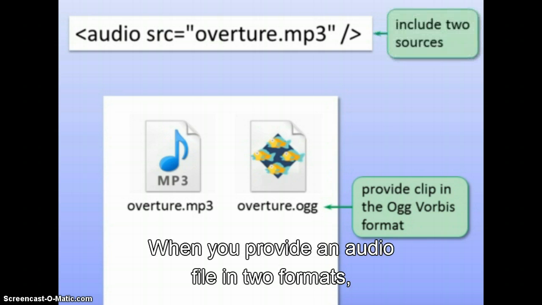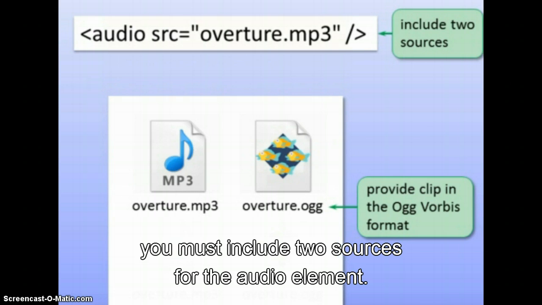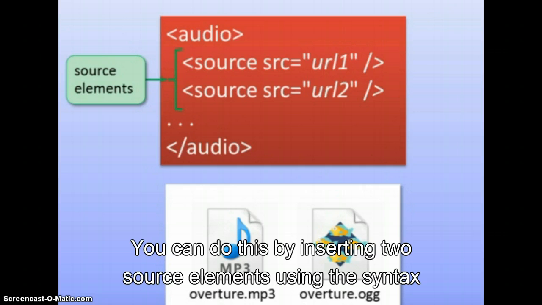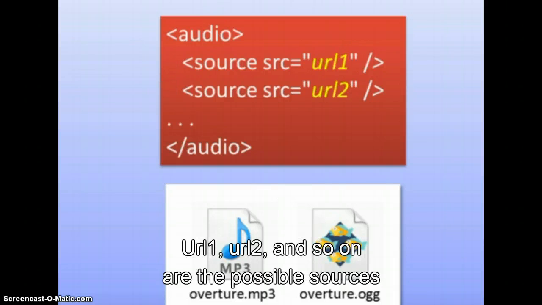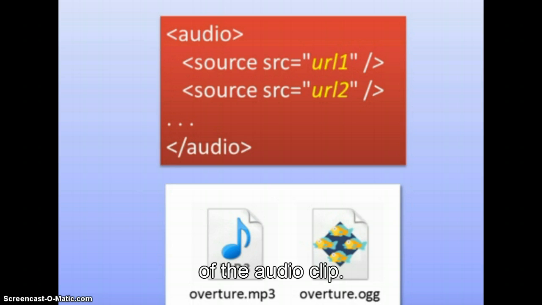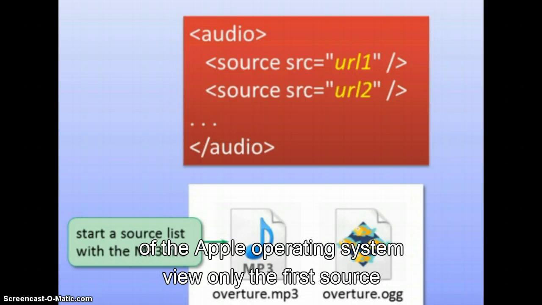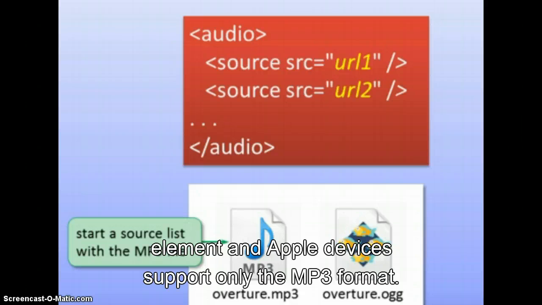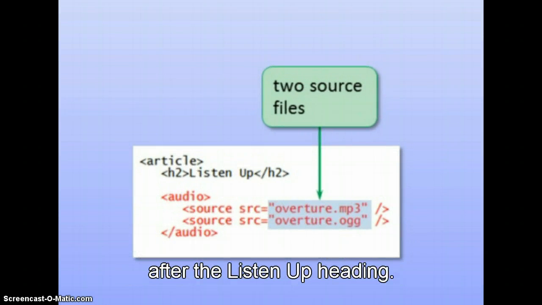When you provide an audio file in two formats, you must include two sources for the audio element. You can do this by inserting two source elements using the syntax shown here. URL1, URL2, and so on are the possible sources of the audio clip. Start a list of sources with the MP3 version of your audio clip for two reasons. Some versions of the Apple operating system view only the first source element, and Apple devices support only the MP3 format. In the jumbo.htm file, you can insert audio and source elements after the Listen Up heading.